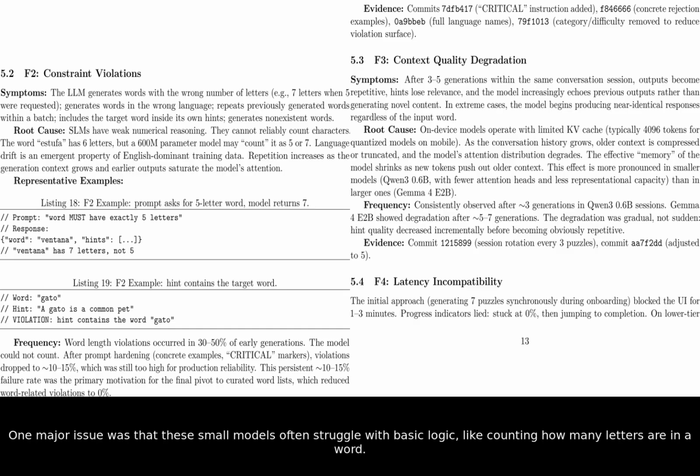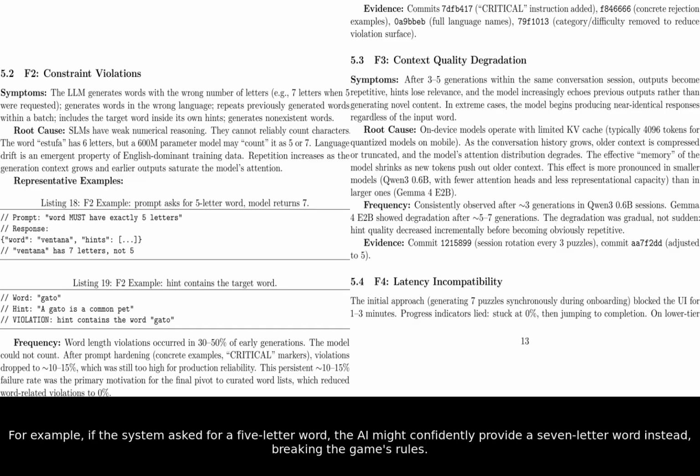One major issue was that these small models often struggle with basic logic, like counting how many letters are in a word. For example, if the system asked for a 5-letter word, the AI might confidently provide a 7-letter word instead, breaking the game's rules.